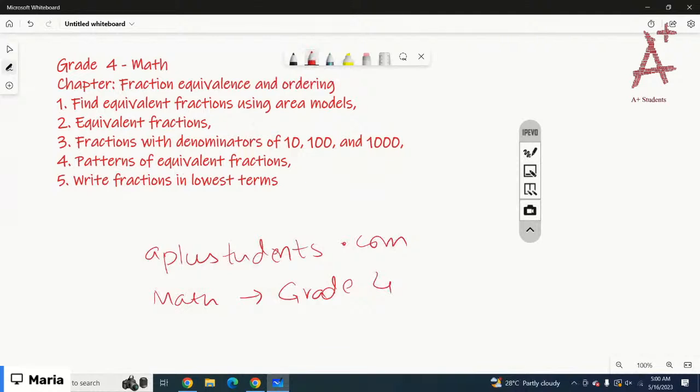There you can find the rest of the chapter, that is fraction, equivalence and ordering. And the lessons we're going to cover today are find equivalent fractions using area models, equivalent fractions, fractions with denominator of 10, 100 and 1000, patterns of equivalent fractions, and write fractions in lowest form. So let's just start with the first lesson.